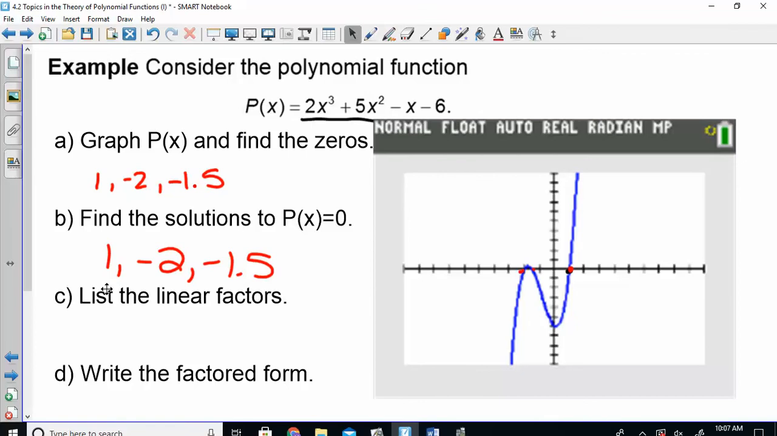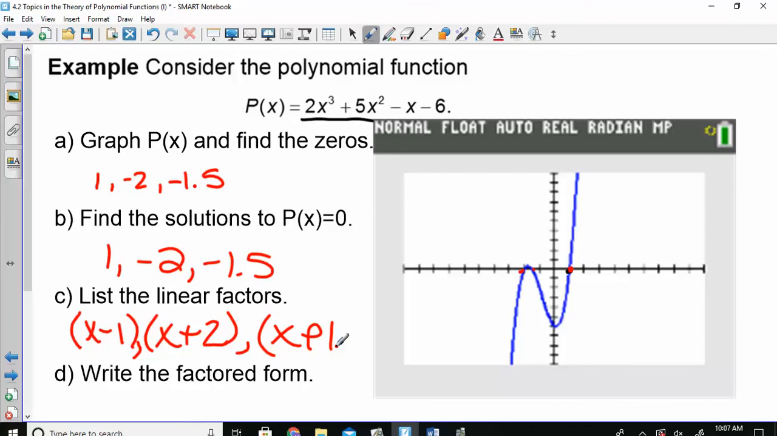Alright, so if 1 is a 0, what would the factor be? Remember I told you factors are when you put the x's with it. So that's saying 1 makes it 0, so the factor would have to be x minus 1. If -2 is a 0, the factor would be, I'm just asking you to list each of these. And if -1.5 is a 0, then it would be x plus 1.5. Good.